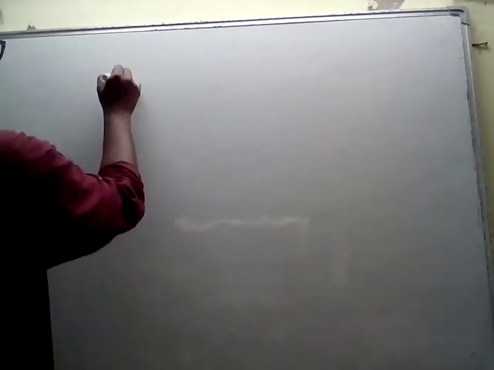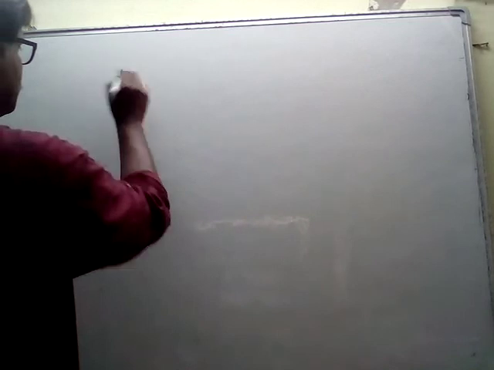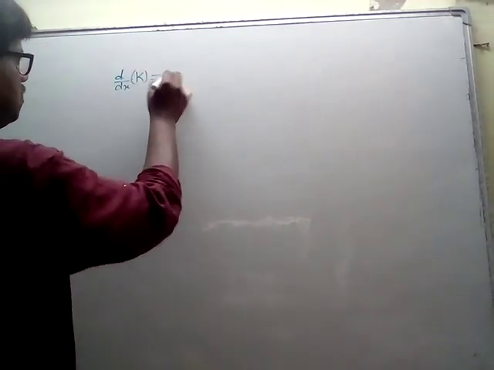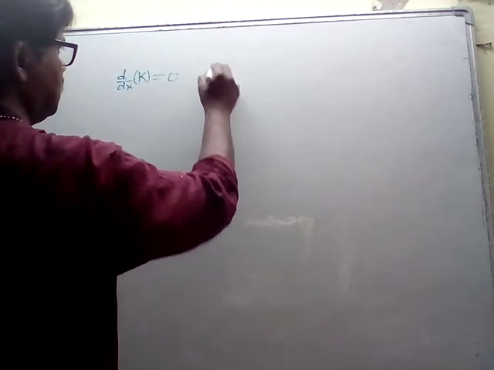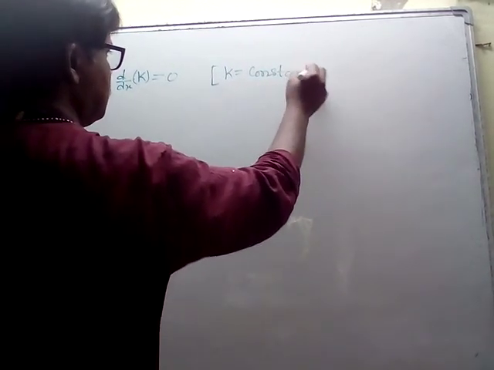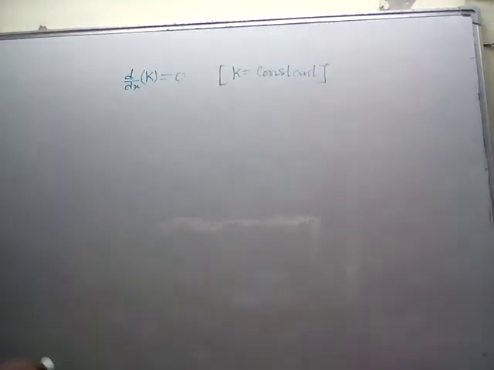Now, differentiations of some functions. Differentiation of constant functions: d/dx of k, k constant, equals 0. K equals a constant. Differentiation of a constant function is 0.